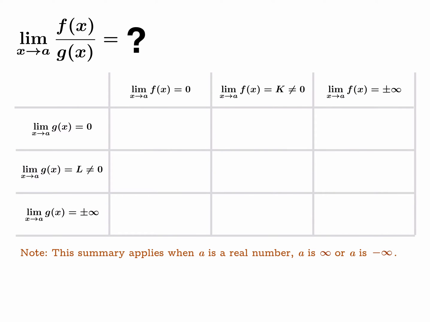And we're going to break up our analysis into 9 cases. The numerator, f, the limiting value could be 0 or a non-zero constant, or that limit could diverge to either positive or negative infinity. And similarly for the denominator. Although we have to make one small but important caveat. We don't want g of x to actually be 0 near a.